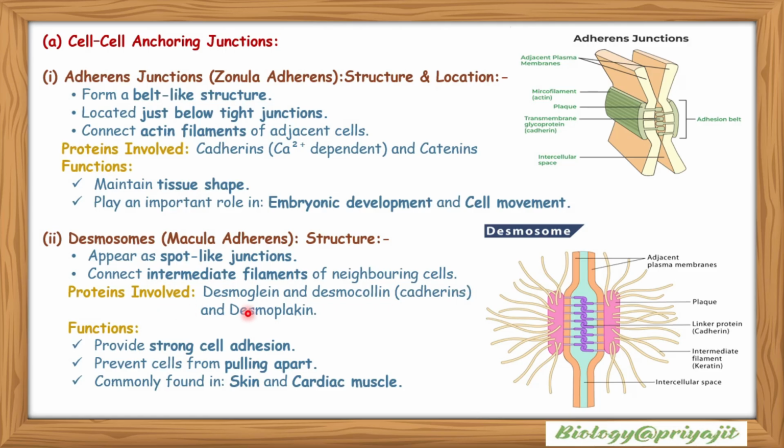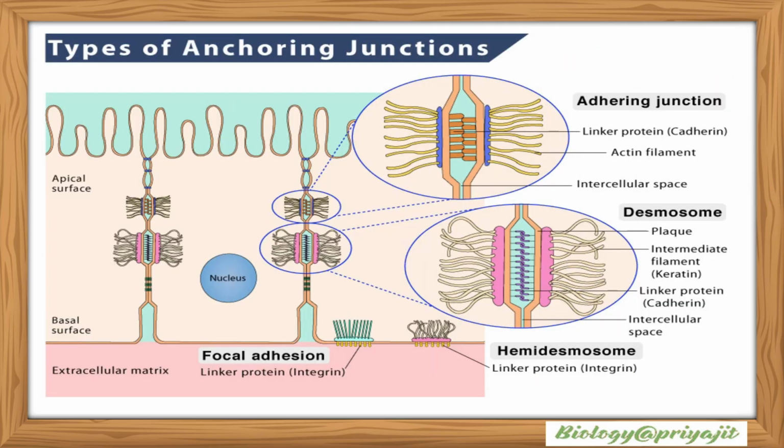Here the proteins involved are desmoglein and desmocollin, which are also known as cadherins, and desmoplakin. Functions include: it provides strong cell adhesion, it prevents cells from pulling apart, and it is commonly found in skin and cardiac muscle. This is the image showing the structure of desmosome, and this is the image of adherens junction. These are the types of anchoring junctions: adherens junctions and desmosomes, hemidesmosomes, etc.